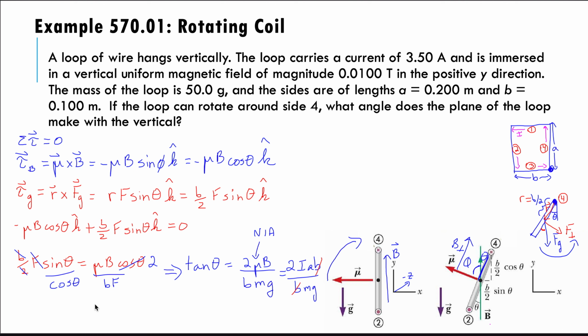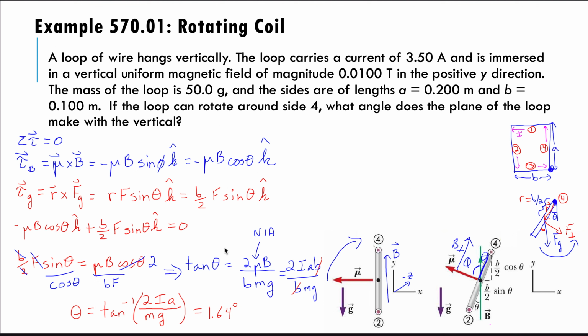Okay, so now we're ready to find theta, and I'll let you plug in all the numbers, so I don't have to plug them in, but I'll tell you what they are. We have 2 times I, which is 3.5 amps, times little a, which is 0.2 meters, divided by m, which is 50 grams, converted to kilograms. So just divide it by 1,000. And then g, which is 9.8. So plug all of those values in, and you will get theta is equal to 1.64 degrees.